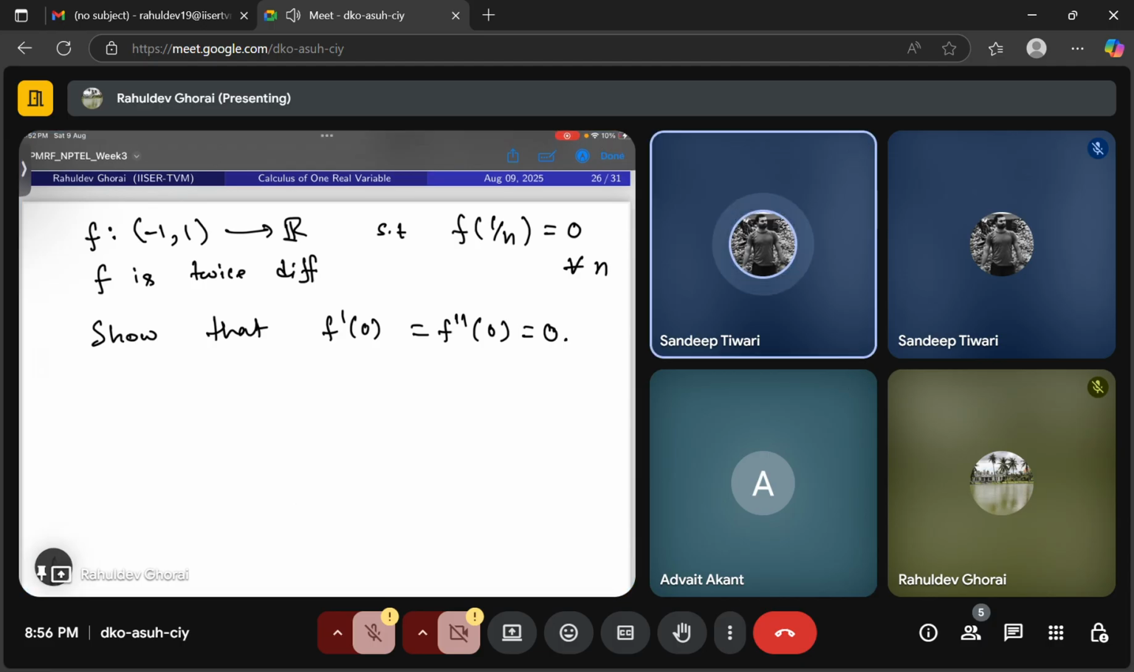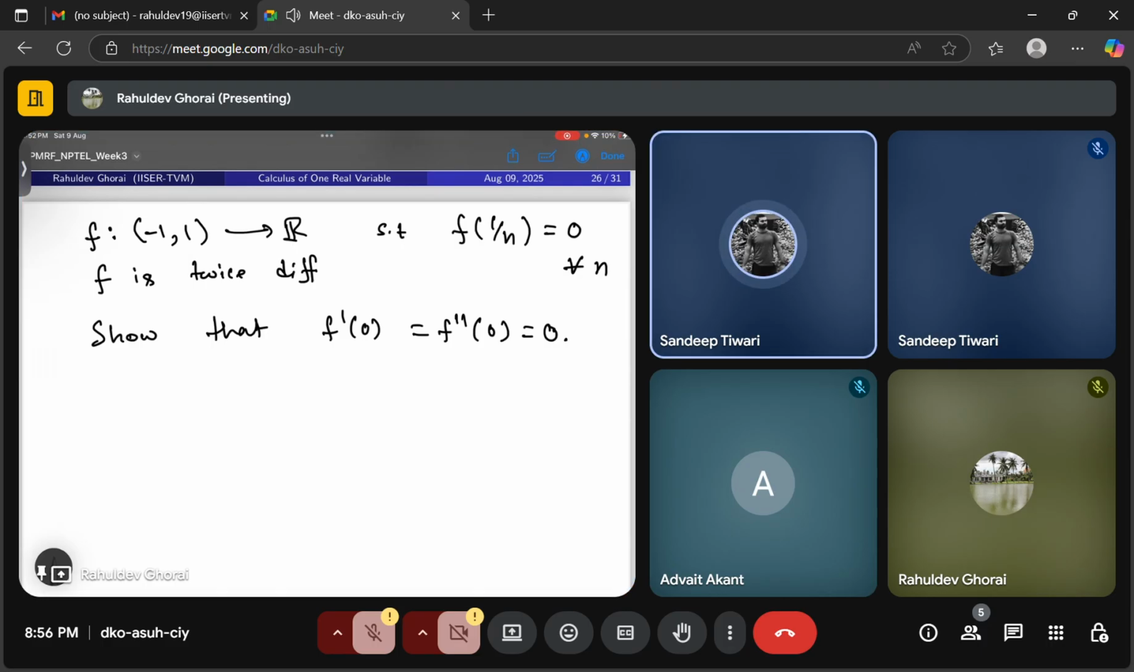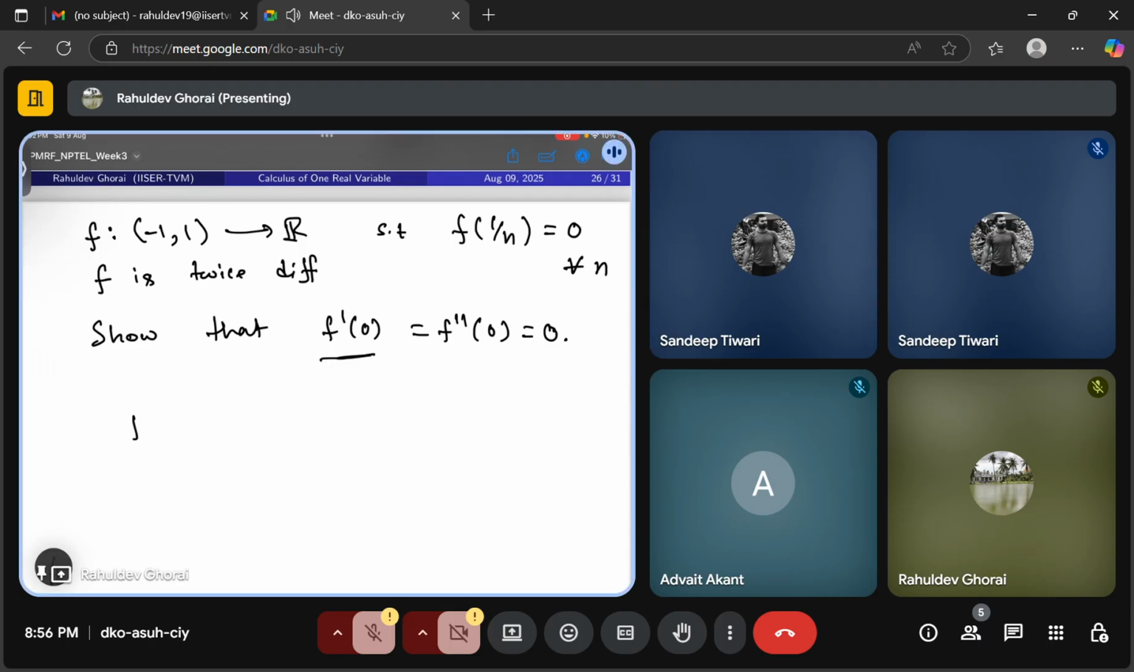Sir, I think we need to use the sequential criterion. Yeah. Okay. Then we can use the given condition f(1/n) is equal to 0. No, you have to find here f'(0). What is f'(0)? It is the limit as h tends to 0 of (f(h) minus f(0)) over h.